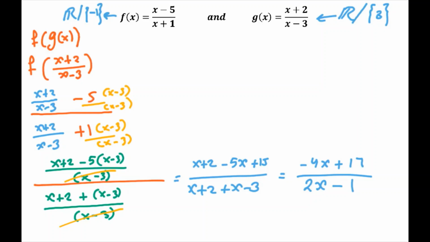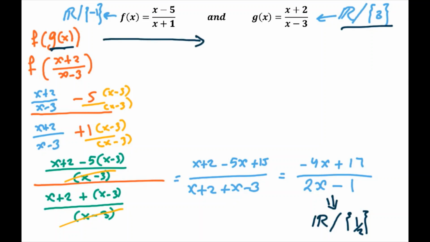Okay. Now we need to find the domain. So the domain here is 2x minus 1 equals 0, 2x equals 1, and x equals 1/2. So x cannot be equal to 1/2. So the domain of this will be all real numbers except 1/2. But what about g(x)? It's all real numbers but not 3. So the domain of f of g will be all real numbers except 1/2 and 3.